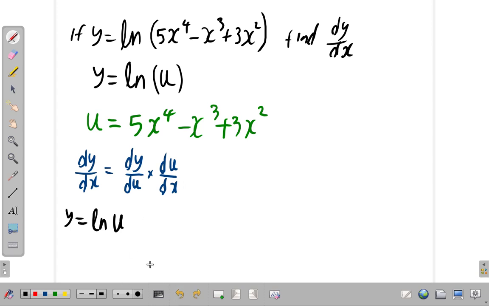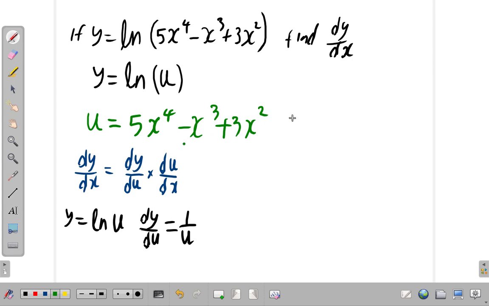So what you have is dy by du. That means u is the variable. The function is a function of u. So you're finding dy by du, the derivative of y with respect to u. It is equal to 1 over u. So that is what dy by du is. Now we need to find du by dx.